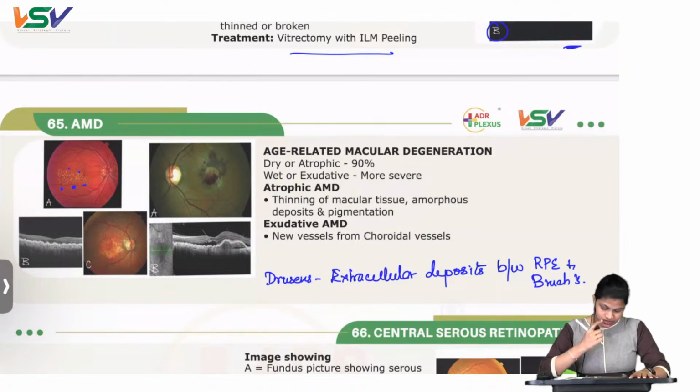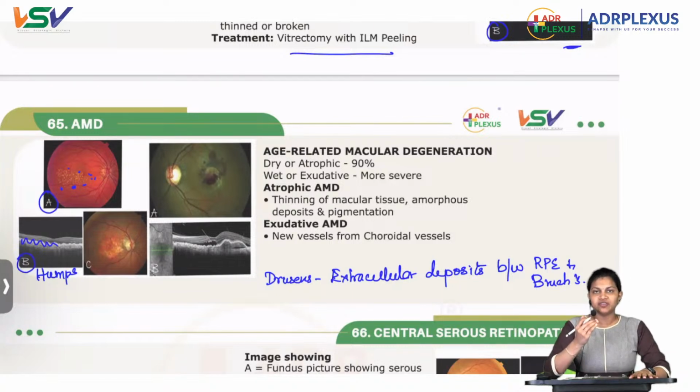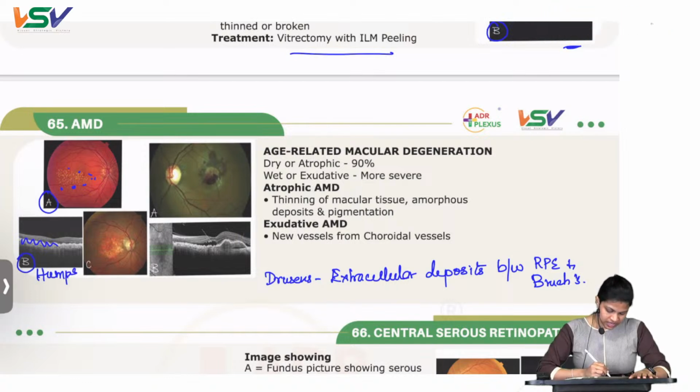These are the drusens. If you can see here, this is the atrophic type. You can see drusens around the macula in A. In B, you can see humps in the OCT, and this is again due to the drusens. So drusens are present where? Between the RPE and the Bruch's, so sub-RPE. The humps are due to the sub-RPE drusens.